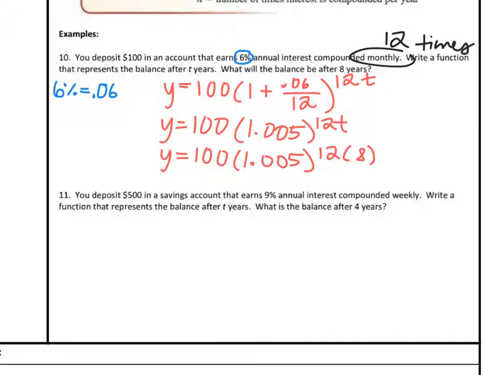What is 12 times 8? That's a math fact from elementary school. What's 12 times 8? 96. So this is what you're typing in your calculator. 100 times 1.005 raised to 96. Because over the course of 8 years, it happens 12 times a year, so that's 96 total times.